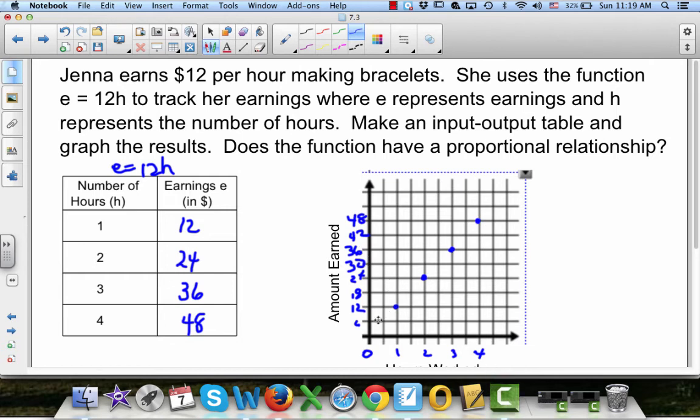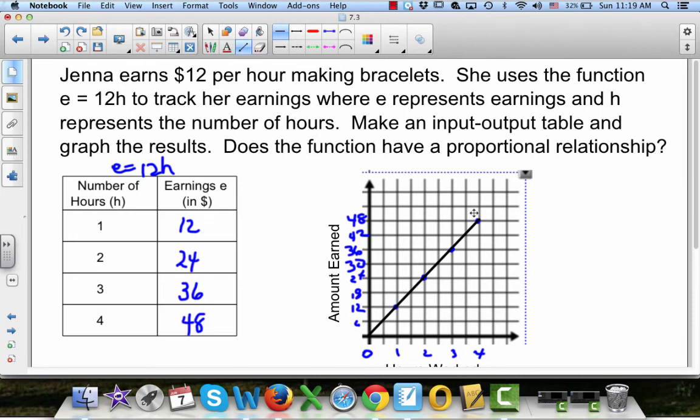Graph the results means that we connect the dots as best as we can. If I had a ruler, you know what? I do have a ruler. Hang on just a second. Let me go back and fix that. So I can come over here and grab this line and come right here and draw a straight line.